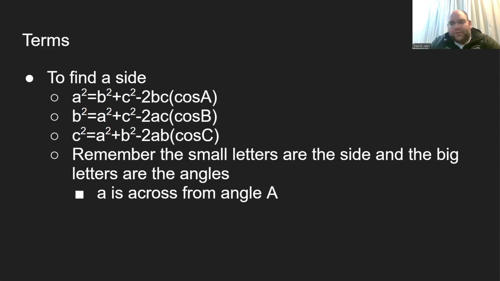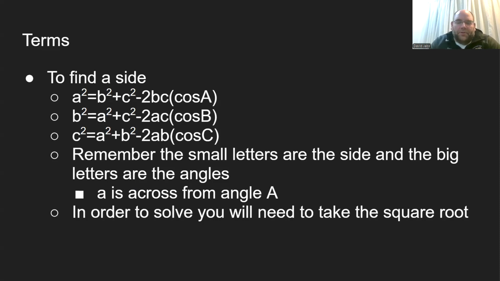Remember, small letters are the side, big letters are the angle. So little a is across from angle A. As we go, that should be familiar. In order to solve, we're actually trying to solve for a, b, or c here. So as we do that, we need to take the square root, correct?